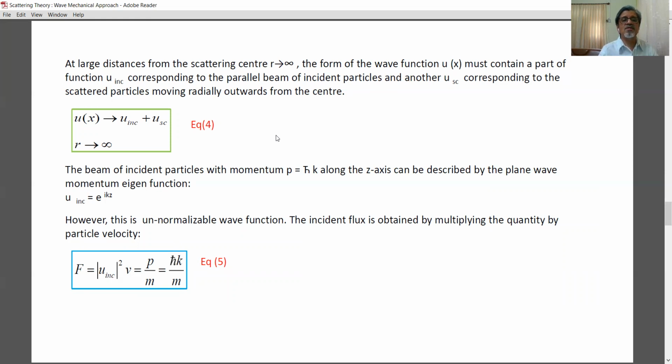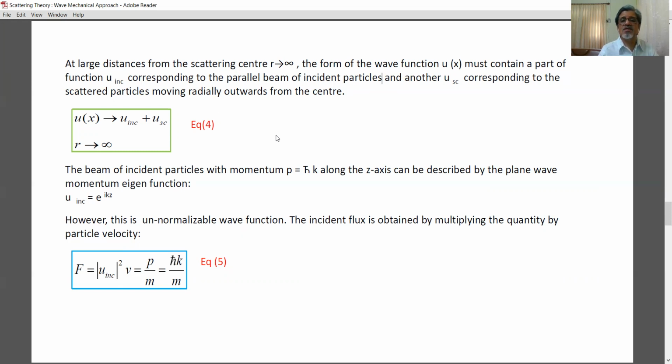Now, a beam of incident particles with momentum p equal to h cut k along the z-axis can be described by a plane wave momentum eigenfunction. So incident particles having momentum p, which can be represented by h cut k, are moving in the z direction. So the plane wave momentum eigenfunction can be represented as u incident equal to e to the power i k z. Now this wave function is not a normalizable wave function. So first we have to make it a normalizable eigenfunction.